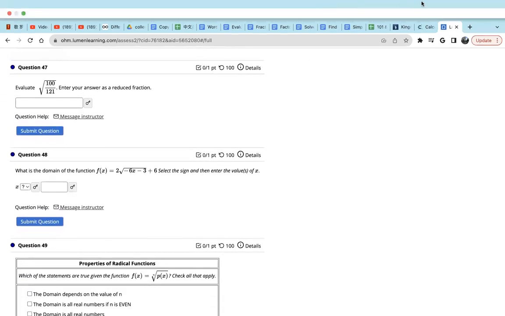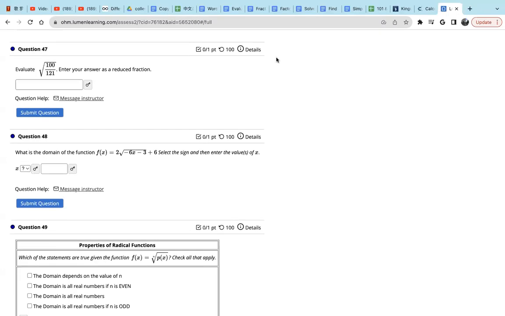Let's see, 47. The numerator square root will get 10. Denominator square root will get 11. So 10 squared is 100. 11 squared is 121.